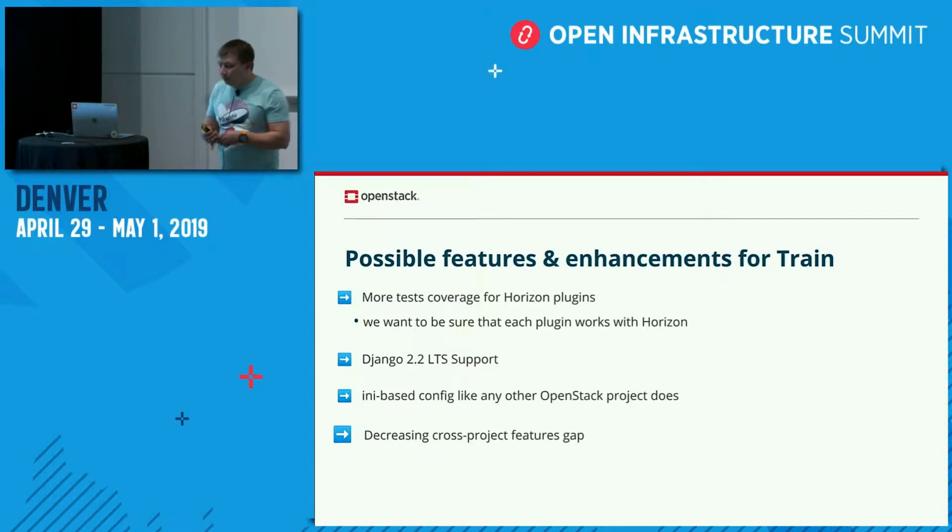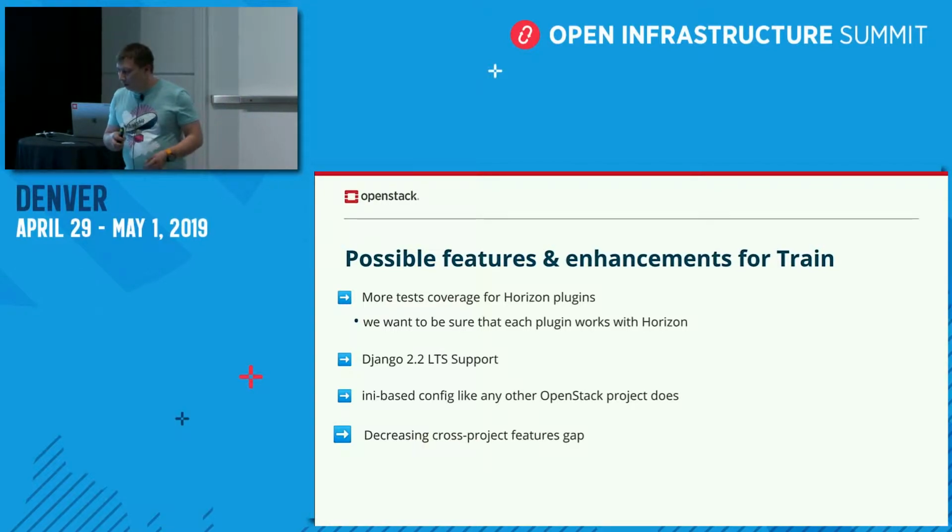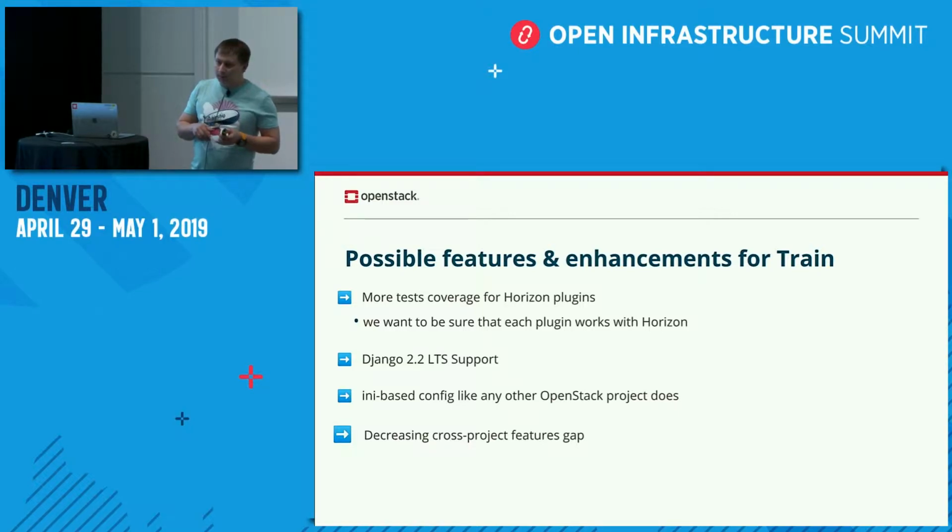For now, we support Django 1.11, the latest LTS release at the moment, but Django 2.2 LTS will be released really soon, and we are going to support it in Train. We support Django 2.0 now. It's some kind of experimental support, but all our gates test Horizon with Django 2.0, and everything should work. But as a community, we want to support only LTS versions to give vendors and package maintainers the ability to provide more stable, longer-term support for Horizon itself and all libraries we use. It's important for security fixes and bug fixes for Django.